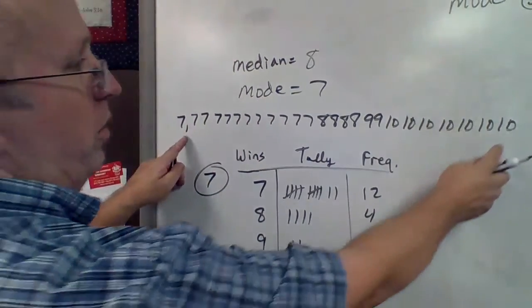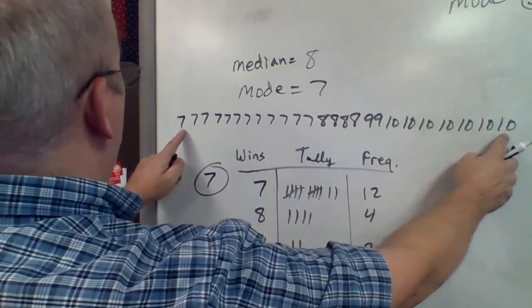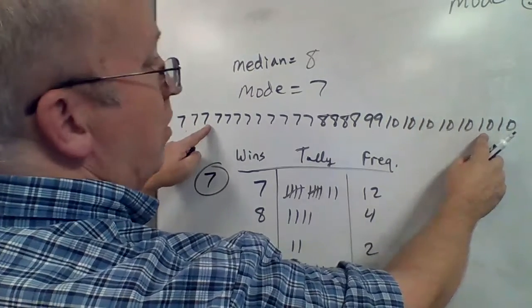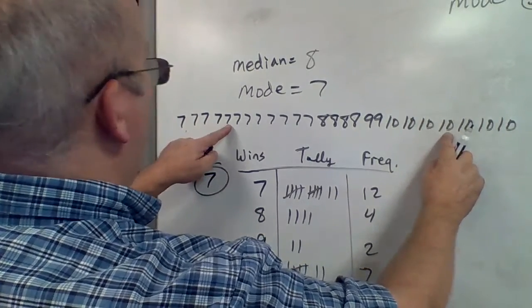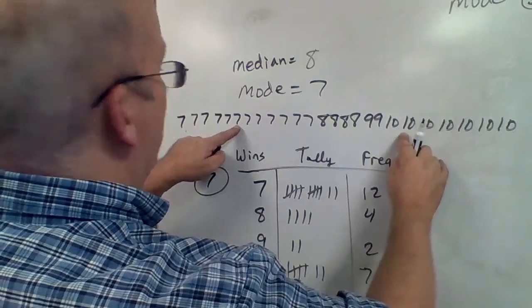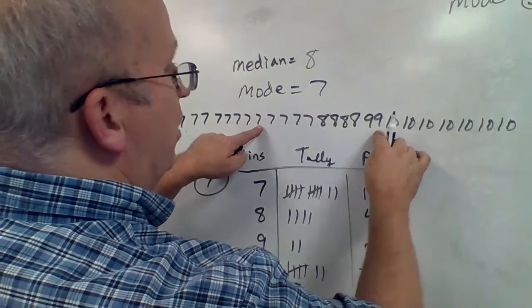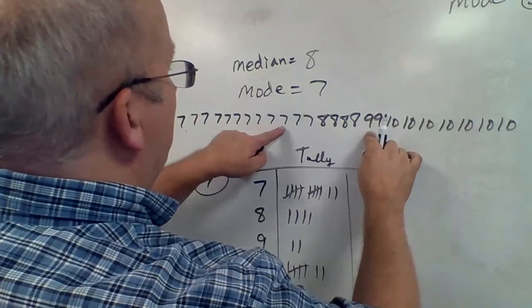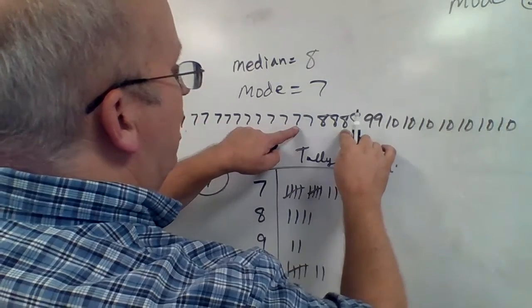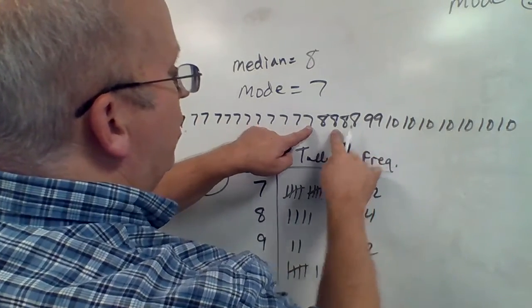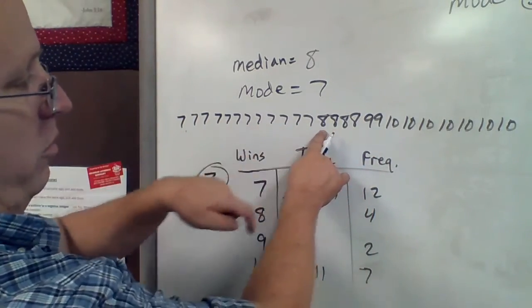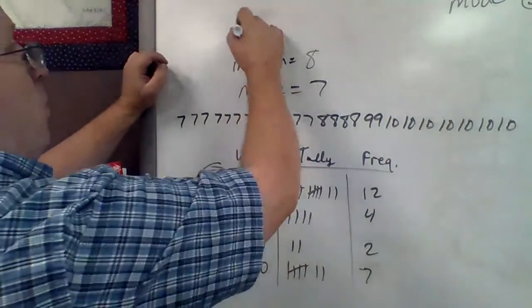Now we could start counting from the outside to the end. 7 and 10, 7 and 10, 7 and 10, 7 and 10, 7 and 10, 7 and 10, 7 and 10, 7 and 9, 7 and 9, 7 and 8, 7 and 8, 7 and 8. What's the middle number? See how it's 8? Yeah, it's 8. So what do we got to do next?